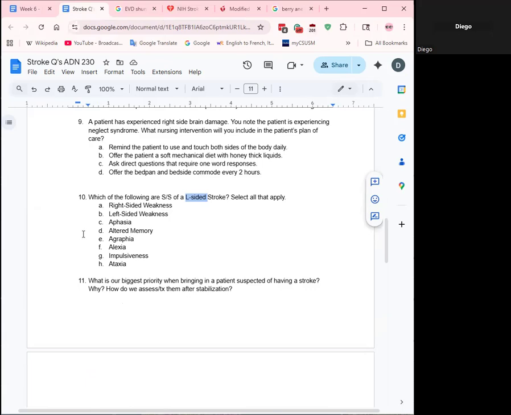C would be the aphasia, difficulty speaking, the agraphia, the alexia. So the three, like the logic, right? The L for logic, the basic functions. Well, everything else that you see would be a right-sided stroke.